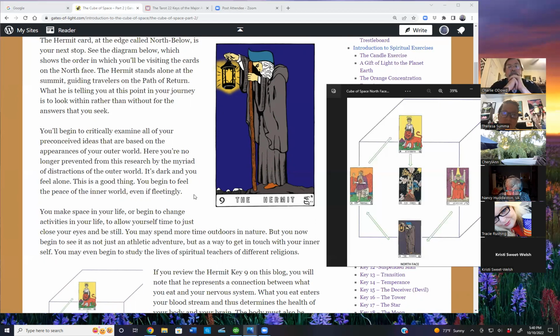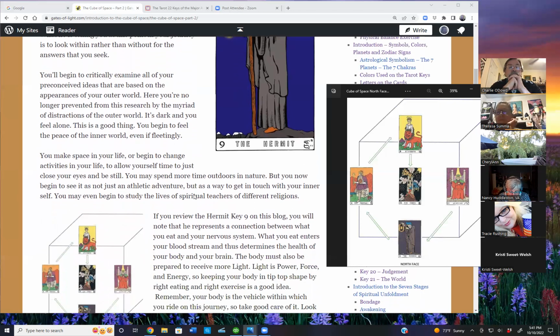It's dark and you feel alone. So remember, you arrive at this phase and it's pitch black. You'll begin to feel the peace of the inner world, even if fleetingly. You make space in your life or begin to change activities in your life to allow yourself time to just close your eyes and be still.